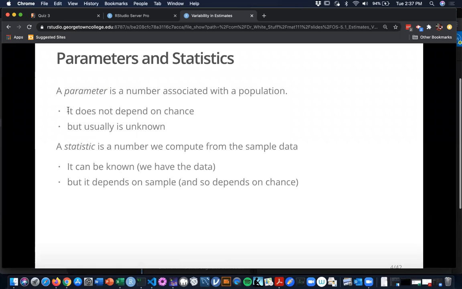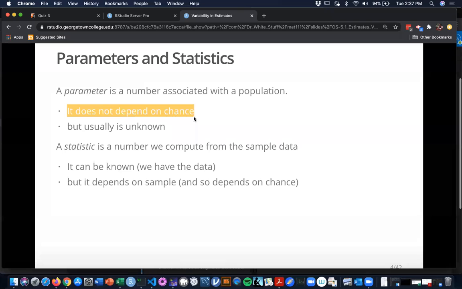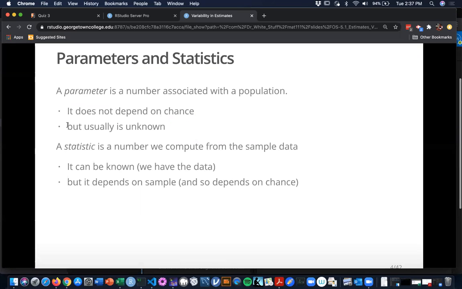Now, the parameter is not going to depend on chance or anything like that. It's not a random variable. It's just this fixed number associated with the population. We'll see some examples in a minute of parameters. It's a fixed thing, but because it depends on the population and we don't know everything in the population, we're probably not going to know that parameter. But it's something that we wish we knew. And so that's why we take samples from populations. We use samples to try to figure out roughly what these parameters might be.